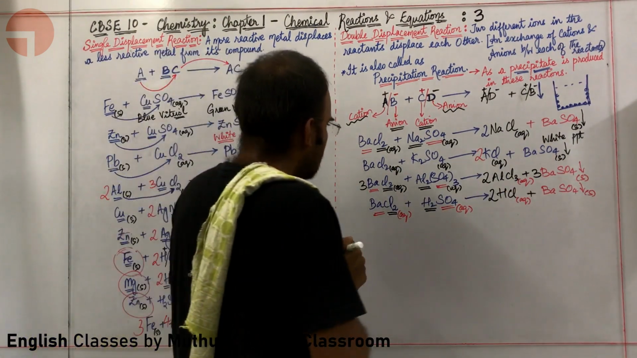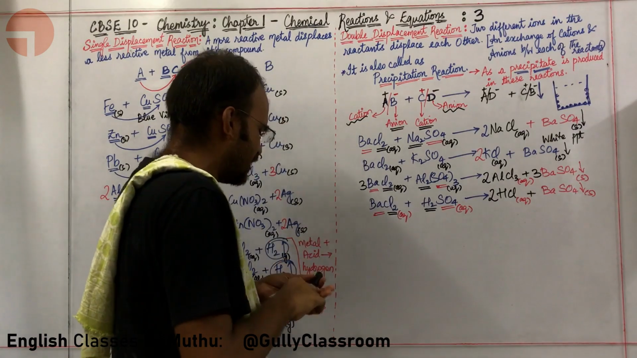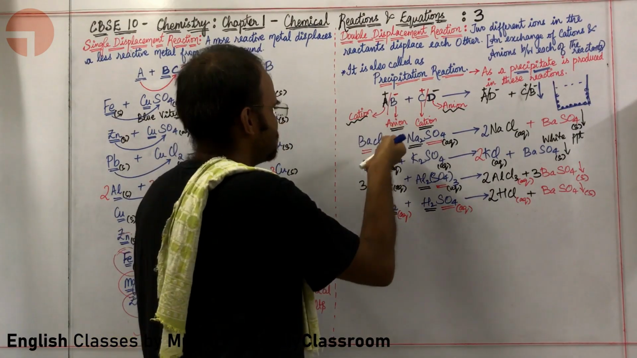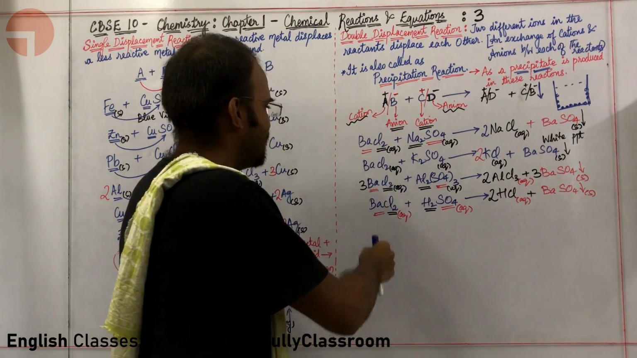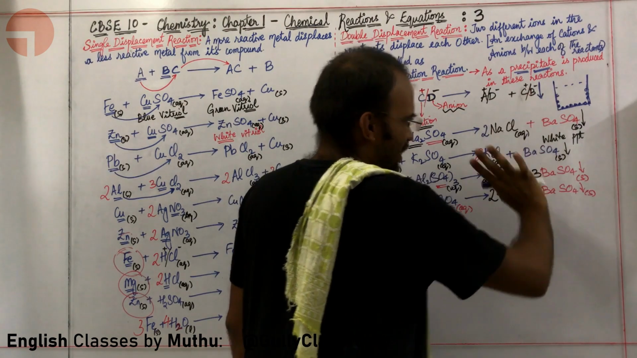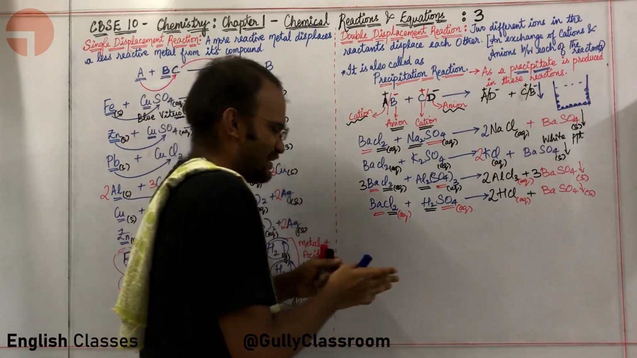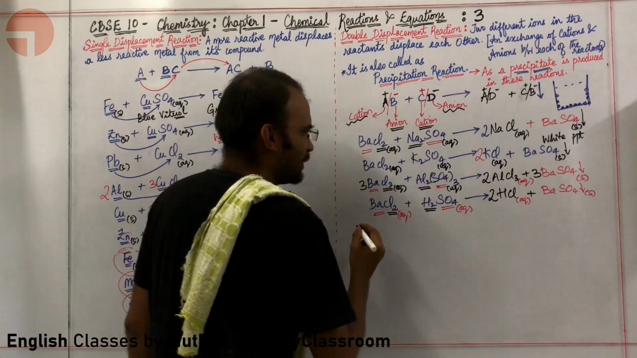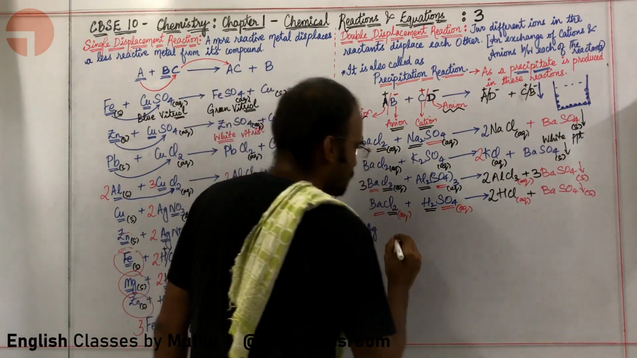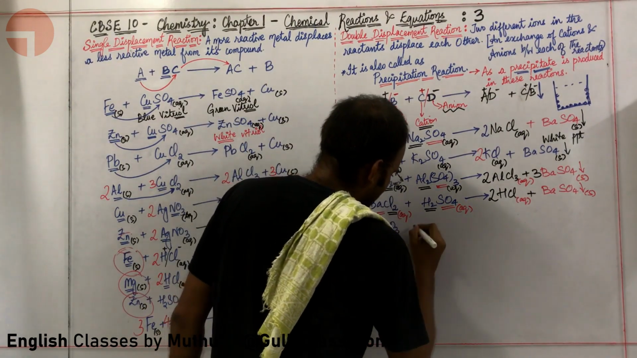Beautiful, sir. So, sir, I am more or less fed up with you teaching only double displacement reactions which involve BaCl2, barium chloride, and you are getting BaSO4, which is a white precipitate. Please change this. Absolutely. Let me go for AgNO3.